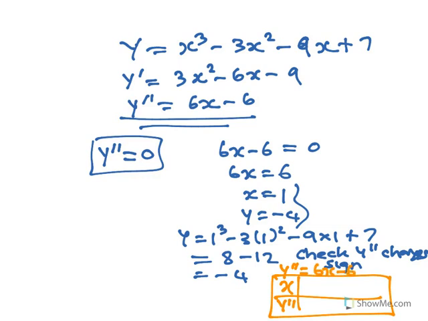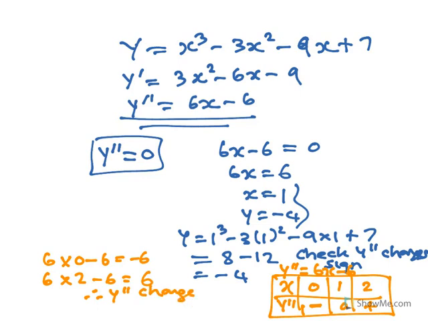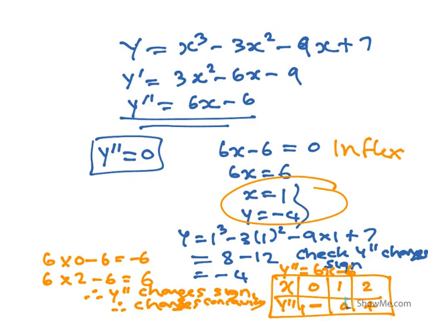So you need to actually put that into the 6x minus 6. So that's going to be 1. Let's go 2 and 0. So if we put in 0 in there, 6 times 0 minus 6 is minus 6, so it's negative. And you put 2 in there, that's going to be 6, so that's positive. So therefore y double dash changes sign, therefore changes concavity. So it is important that every time you do an inflection point, you also do a box for y double dash to check that it changes concavity.